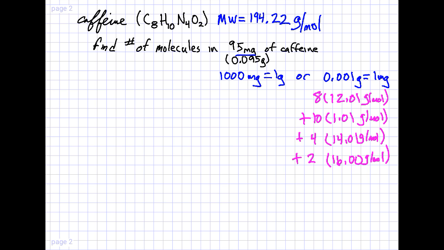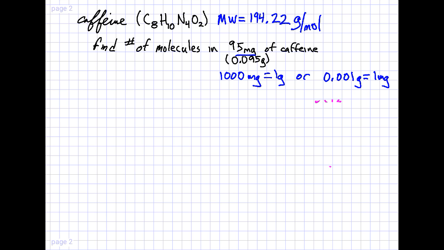But now that it comes time to actually converting, we need to look at what our given is and figure out how we are going to go through and calculate the number of molecules. So in this case, our given is the 0.095 grams of caffeine. So we'll start by writing that out.